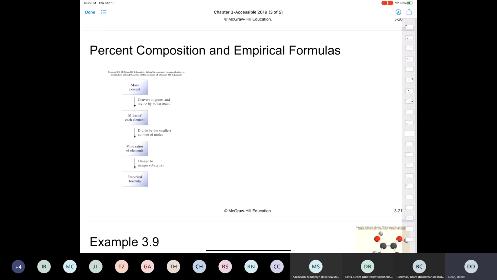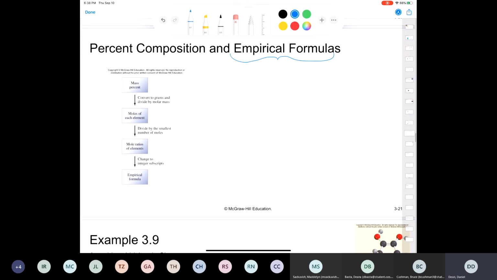Now, percent composition and empirical formulas. Before we move on, I want to remind you of what an empirical formula is. An empirical formula is the simplest whole number ratio of the elements that are found in a molecule. Let me give you an example. Let's say you have glucose. The molecular formula of glucose is C6H12O6. The empirical formula of glucose is the simplest whole number ratio.